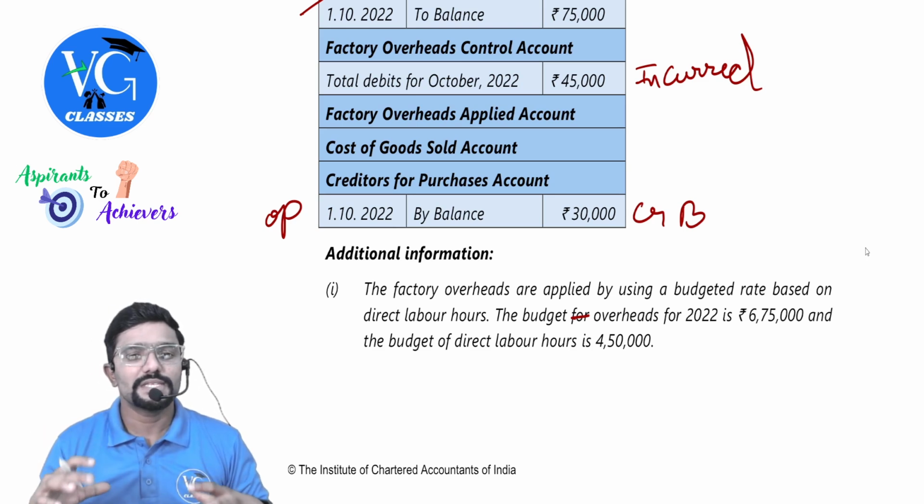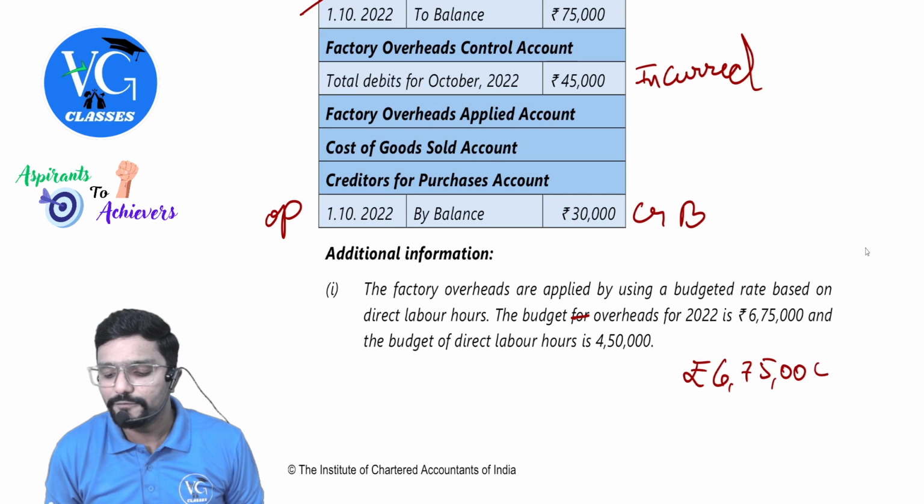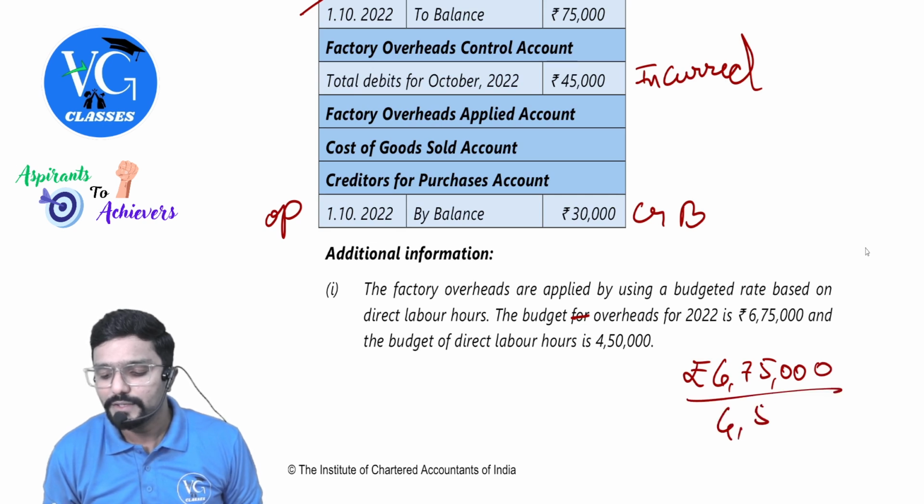Guys, if I ask you, sir, what is the predetermined overhead rate? How much is that? 6,75,000 divided by 4,50,000. 1.5.